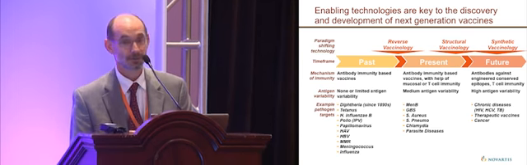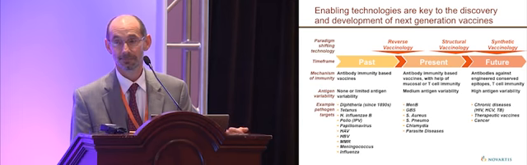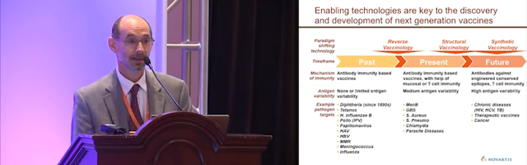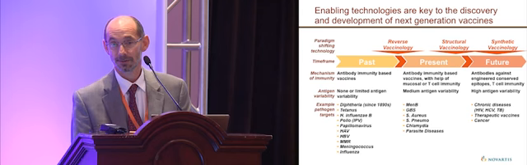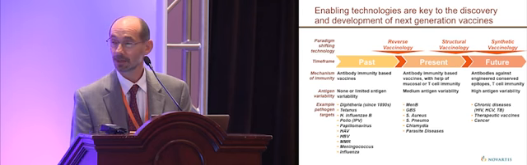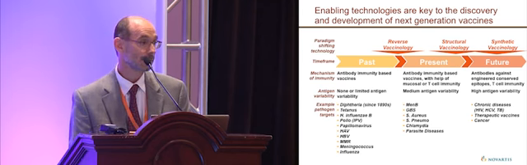Not only do you need to choose the right antigen, you need to know how to present it to the immune system appropriately. So how to take rational approaches to designing protein-based vaccines that mimic the structures that are on the surface of the virus and therefore induce the protective immune responses is going to be a challenge.